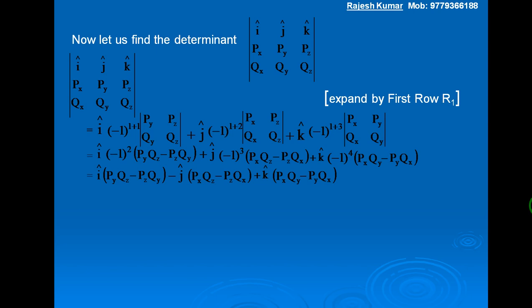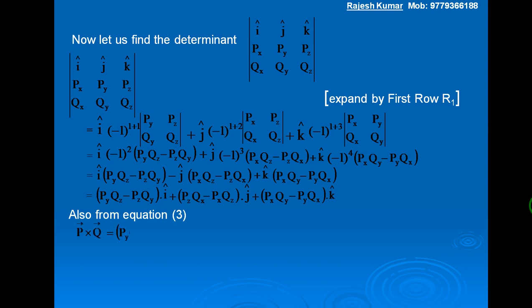Again rearranging, this becomes equal to Py, Qz minus Pz, Qy i cap, plus take the minus sign within the bracket, so we get Pz, Qx minus Px, Qz into j cap plus Px, Qy minus Py, Qx into k cap. And also from equation number 3, p vector cross q vector is equal to Py, Qz minus Pz, Qy i cap plus Pz, Qx minus Px, Qz j cap plus Px, Qy minus Py, Qx into k cap. Now the right hand side of both the equations is the same.